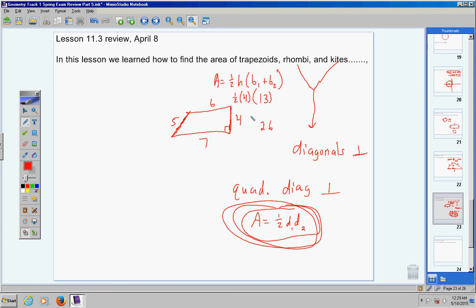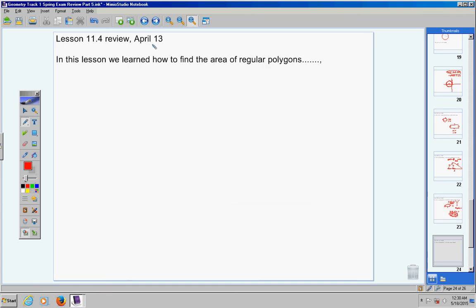So, just make sure you have these formulas written down on a sheet of paper so you're ready for your exam. And make sure you have like area of trapezoid equals, and then this right here. Alright? So, moving on. Rhombi and kites have perpendicular diagonals, so use this formula here. Alright, let's see 11.4.